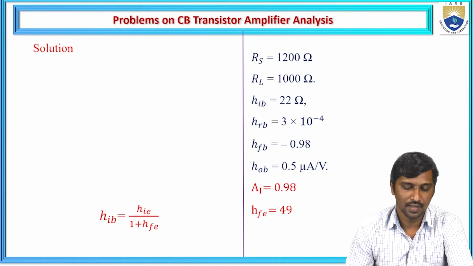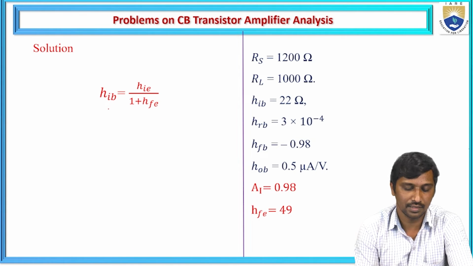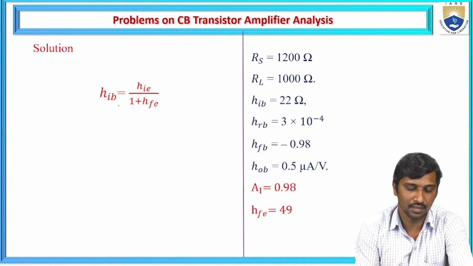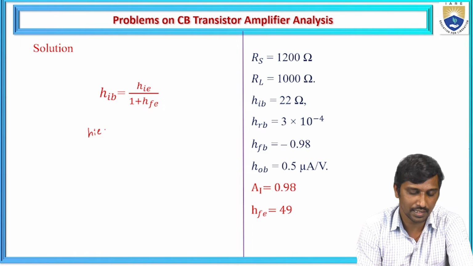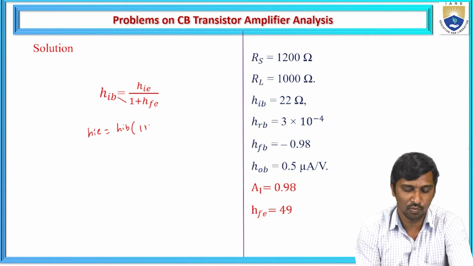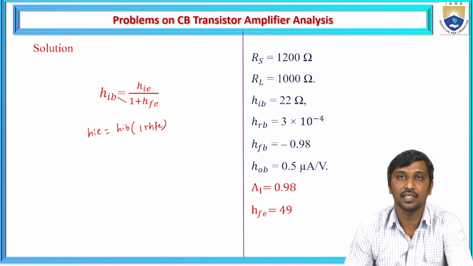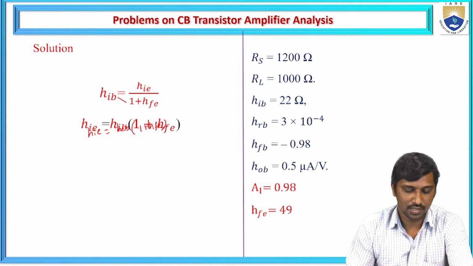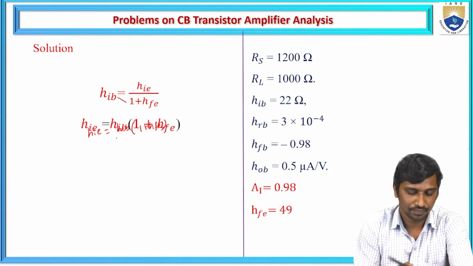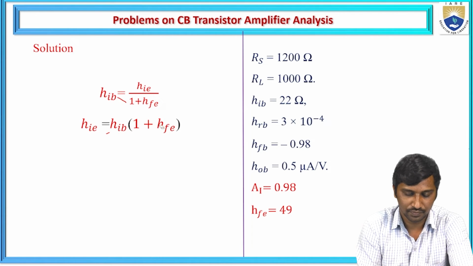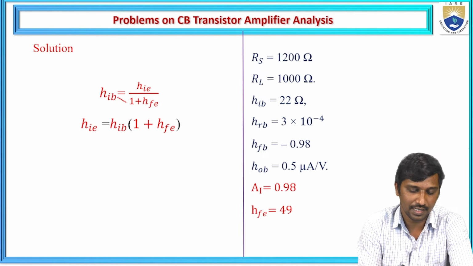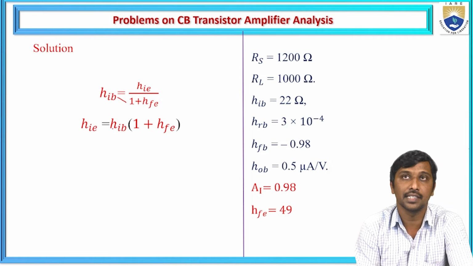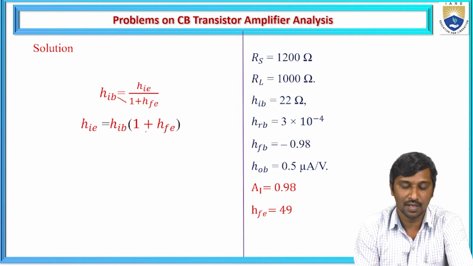So that is the reason I'm going to write this HIB. We know that HIB is equal to HIE by 1 plus HFE. From this we need to calculate HIE. So how do we calculate this HIE? HIE is equal to HIB multiplied with 1 plus HFE. So from this relation, we observe that HIE is equal to HIB times of 1 plus HFE.